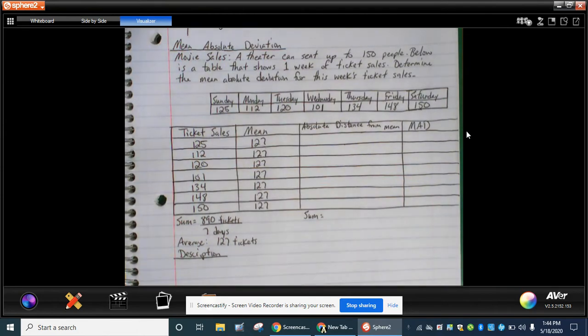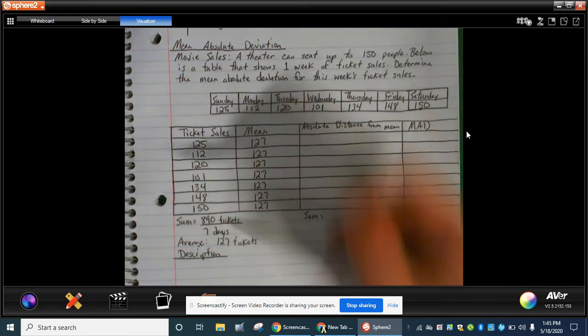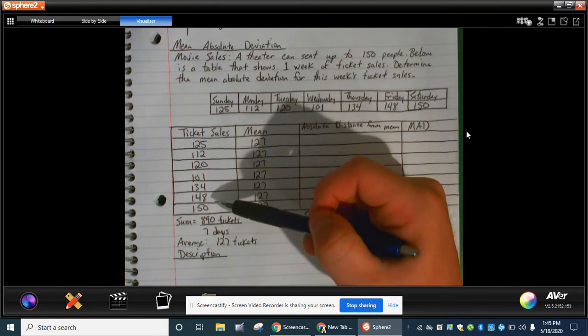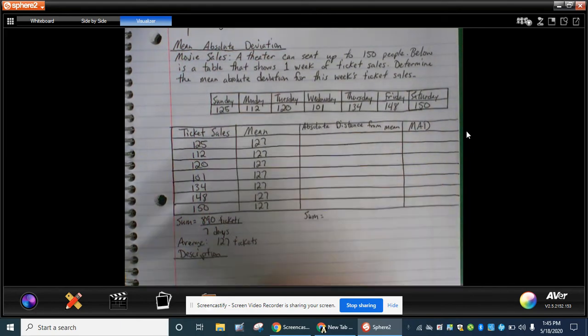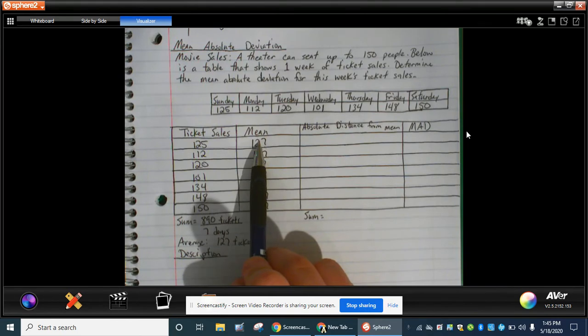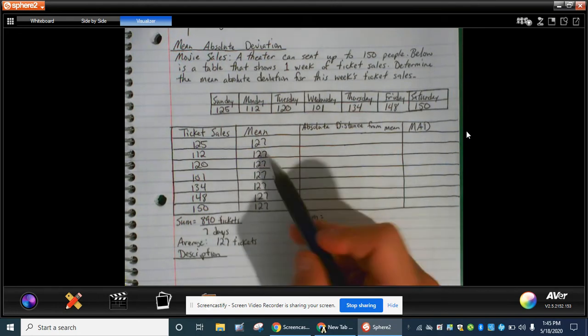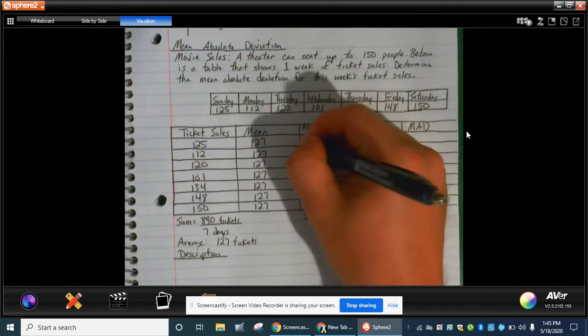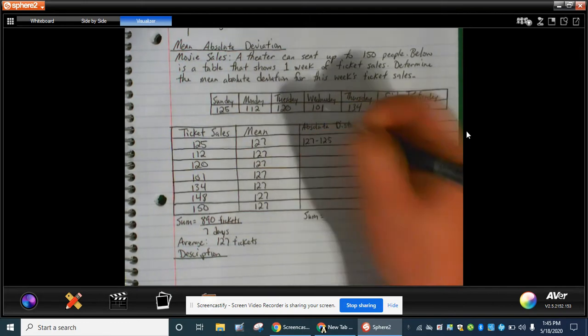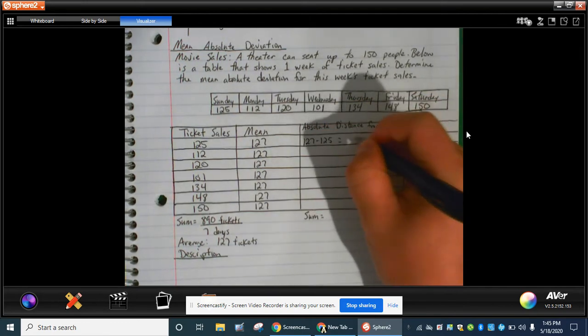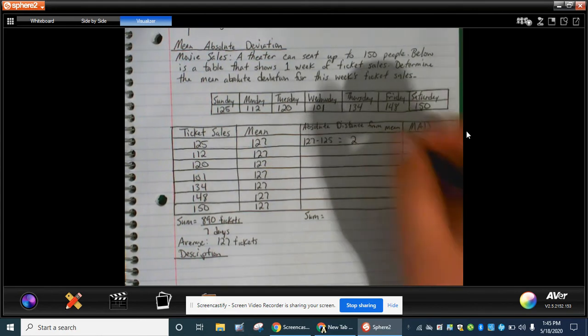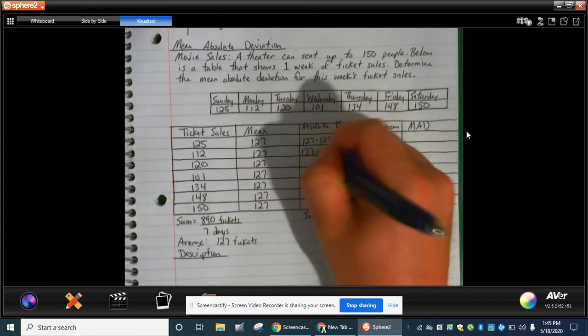Now we have to find the distance, or in this case, the absolute distance from the mean for every day of this week. So we're going to find the absolute value of the difference between the ticket sales and the mean of ticket sales sold that week. In this case, I'm just going to take the larger number, subtract the smaller number. It'd be 127 subtract 125. Well, I know that distance is going to be 2 tickets.